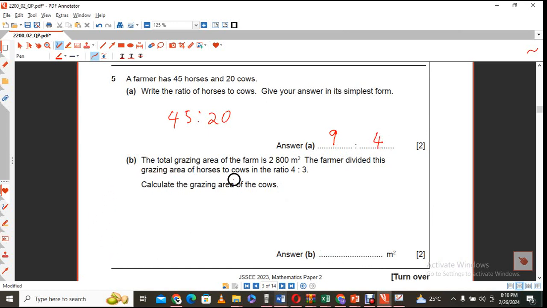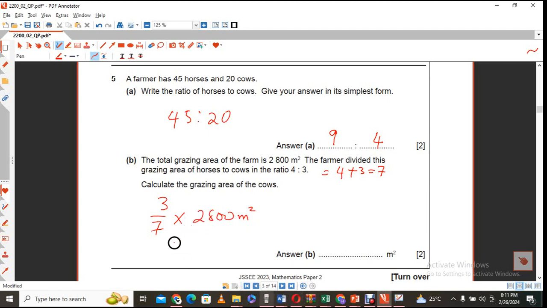The total grazing area of the farm is 2,800 square meters. The farmer divided this grazing area of horses to cows in the ratio 4:3. Then obviously you can see that the cows get the smaller share of it. So what is the area that the cows are grazing? So this is going to be 7 parts. That is 4 plus 3, which is obviously 7 parts. The cows only have 3 out of 7 of the 2,800 square meters.